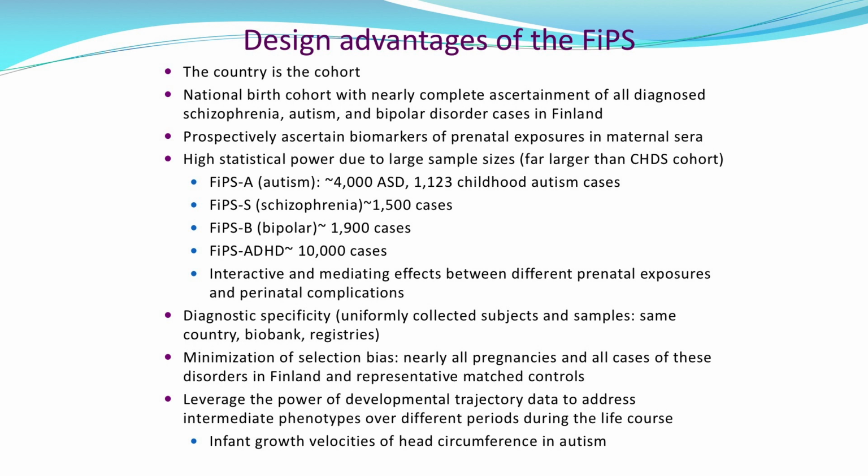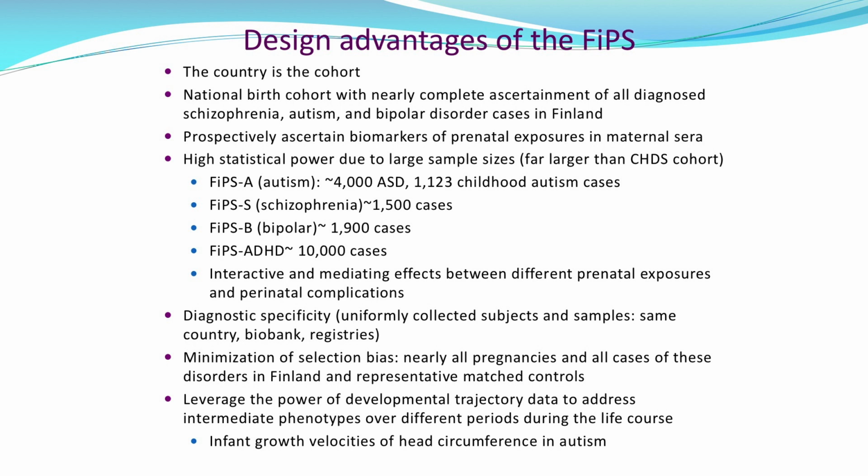Now, because we had uniformly collected subjects, samples, same country, same biobank, same registries, we could look at diagnostic specificity, I think, in a more robust methodologic way than if you were to say, look at different samples in different countries and different disorders. So that created some uniformity here, and I'll be talking a bit about that. I'll be showing you some data where we looked at both autism and schizophrenia.